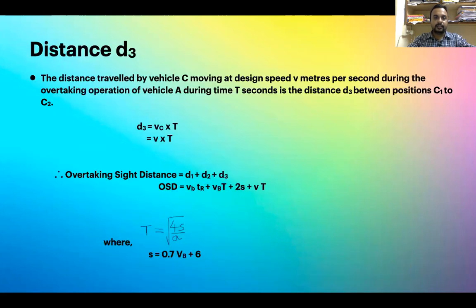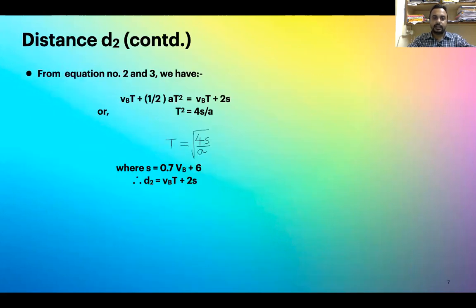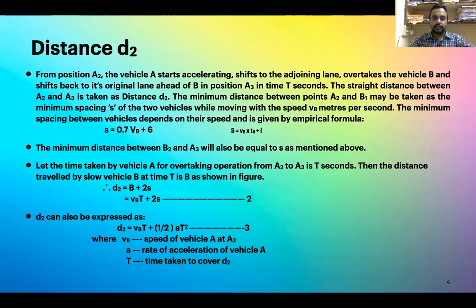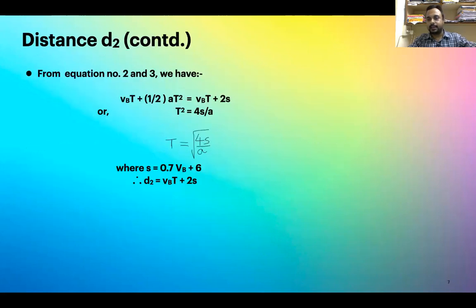Basically the main point you have to understand is the distance D2, and I think it is very easy to understand. First you have to calculate the value of S, and then we equated the values of D2 by two different means, and then we got the value of capital T by this means. After obtaining the value of capital T, the D2 comes out very easily. So do revise it and check whether you are able to understand.